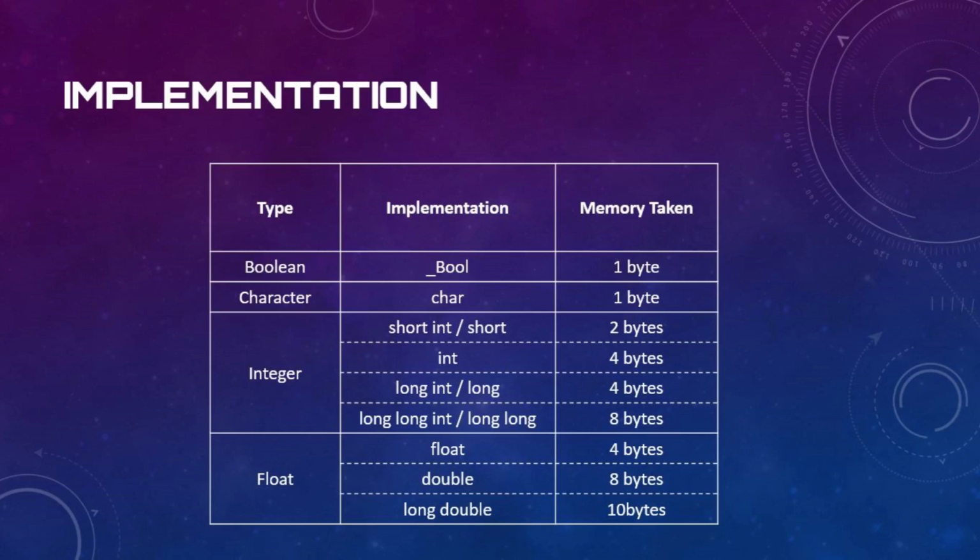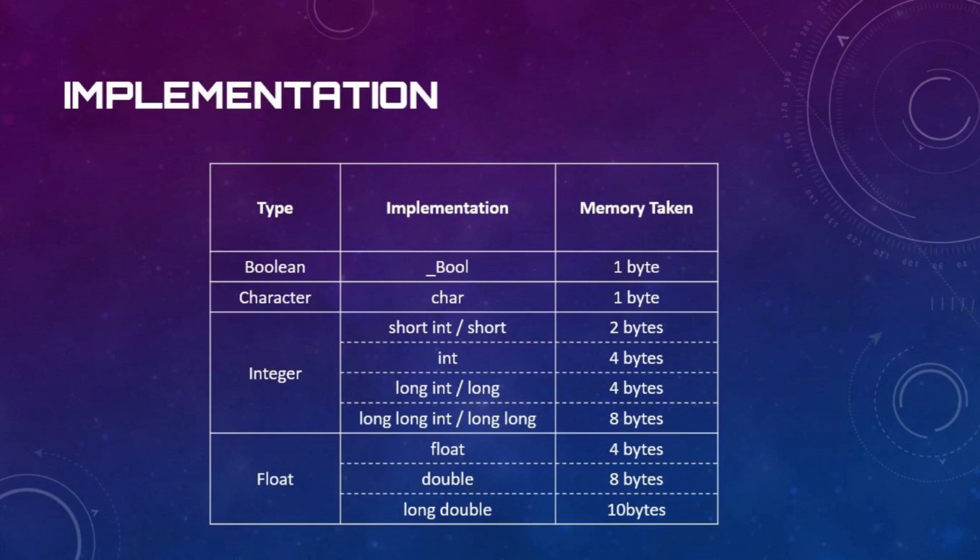And coming to integer, we can use it in various ways. Like if you're going to give a smaller value, you can use short int or short. If you just write short, by default it takes short int. So the memory taken by it is up to 2 bytes. And coming to the int, it takes 4 bytes. And long int or long, it takes 4 bytes, and long long int and long long, 8 bytes.